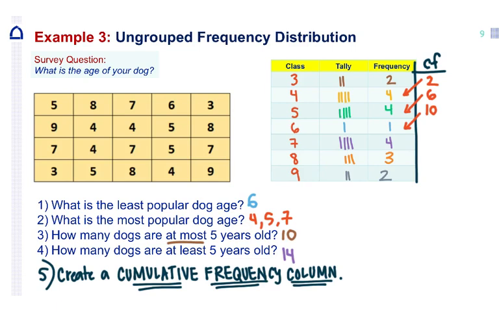Okay, you add the next frequency, 10 plus 1, 11 dogs are within the first 4 categories. 11 plus 4 is 15 dogs are within the first, I guess that's 5 rows, 5 classes now. 15 plus 3 is 18 dogs. And then lastly, 18 plus 2 is 20 dogs total. When you get to the end of the cumulative frequency, that will always equal the total number of answers or items that you collected in your survey. That's the cumulative frequency column.